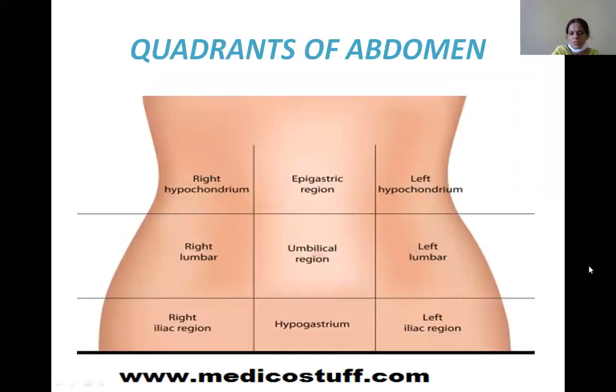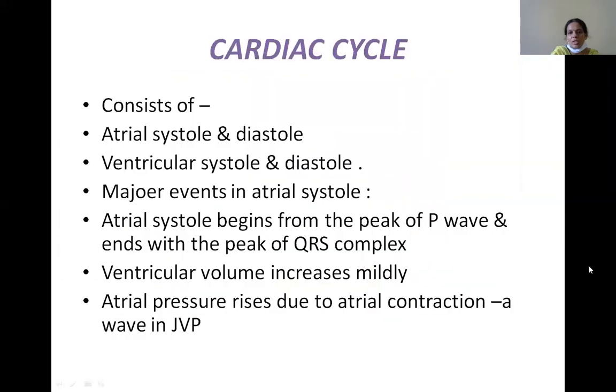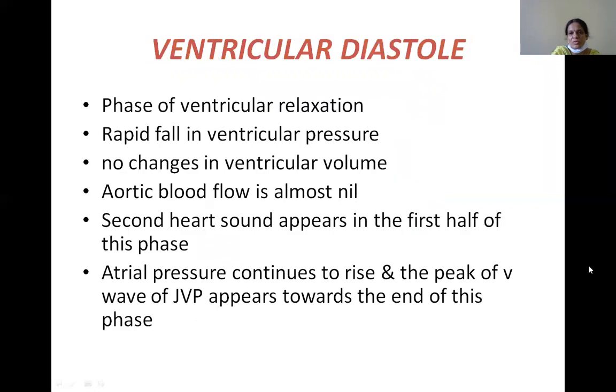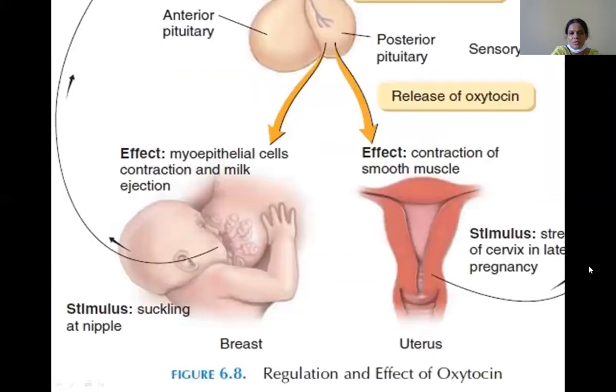So as I told you, the different structures, and these are the different pressure volume changes of the cardiac cycle. This I have told you already. So pressure volume changes of the cardiac cycle, and this is the milk ejection reflex or the milk let down reflex, as I told you.